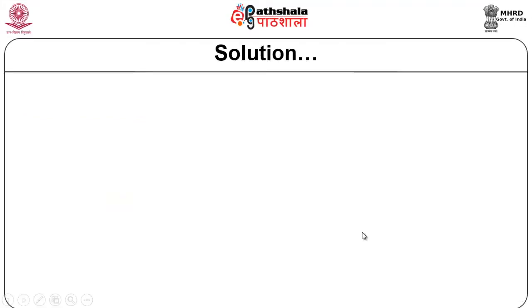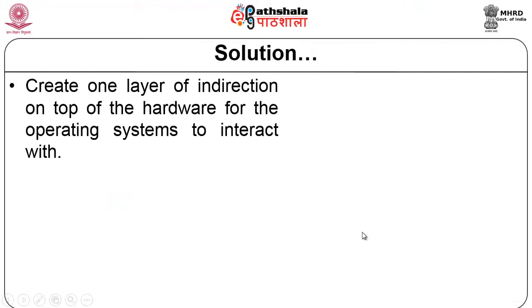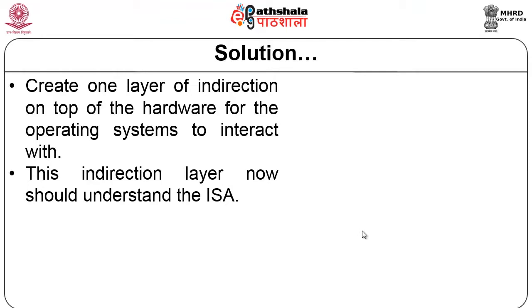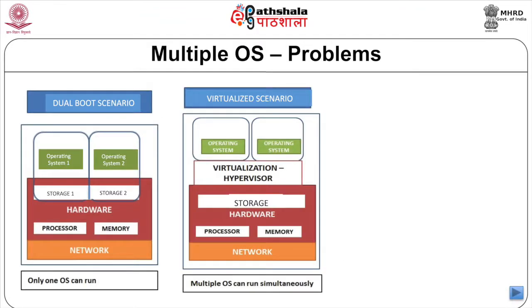But the solution to this is virtualization. We create a layer of indirection on top of the hardware and put the two operating systems on top of the layer of virtualization, and these two operating systems, if they are both written for the same ISA which is lying under the virtualization layer, then it should work. So, this is the concept of virtualization.